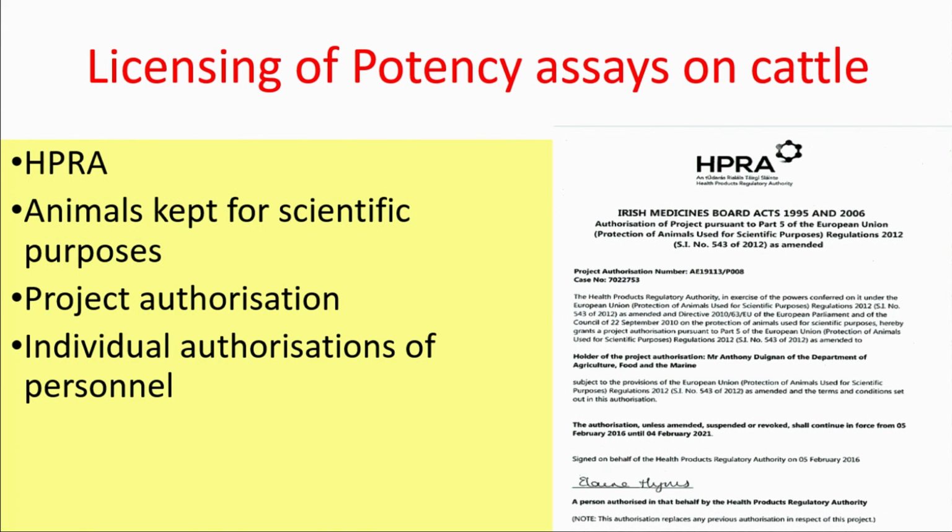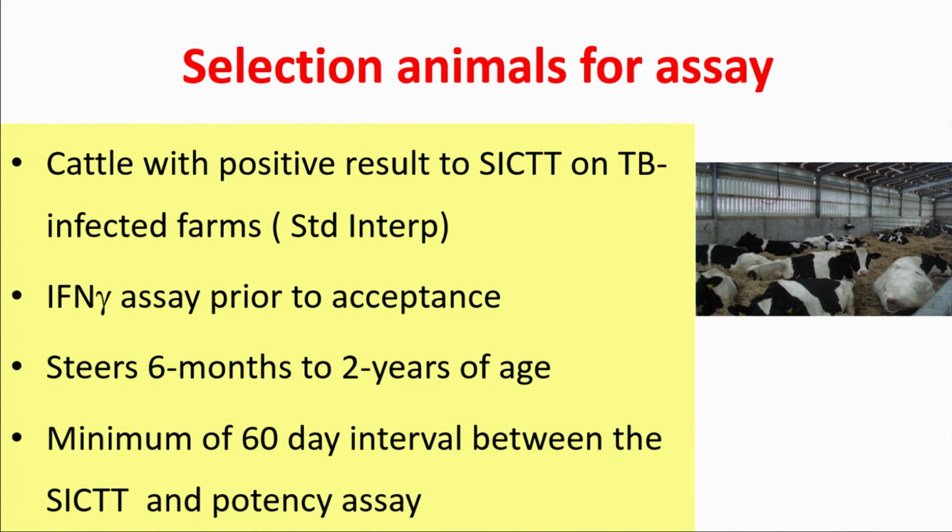The licensing of our potency assays is strictly controlled by the Health Products Regulatory Authority. The animals are kept for scientific purposes, and they're subjected to the equivalent or more than the insertion of a needle. That's the definition. So we have to have project authorization, and we have to have individual authorization of our personnel. The selection of the animals, we select animals that are positive to the standard skin test, and they also have to have failed a gamma interferon test in the field from an infected herd before we accept them into our facility.